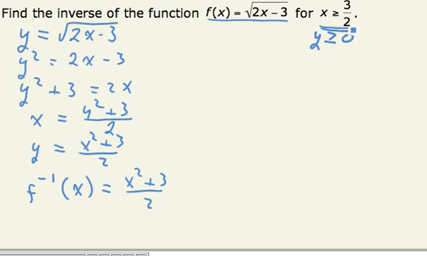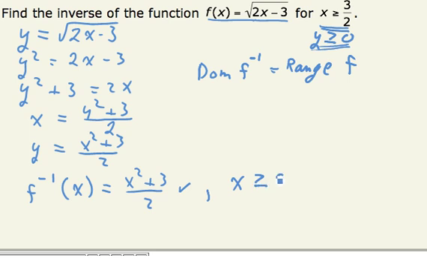Now, one thing we have to recall is that the domain of the inverse function is the range of the original function. So the domain of this new function down here is the same as the range of the original, which is the set of positive real numbers. So I'm going to say that f inverse of x is equal to this expression, and the domain is x is greater than or equal to 0.